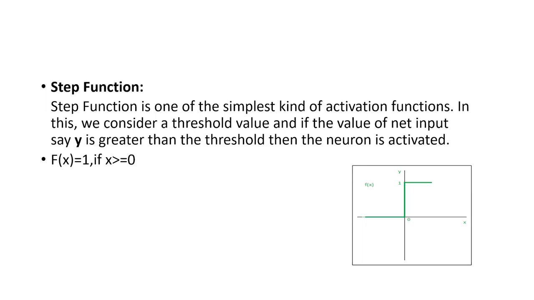Whenever we have 0.7 or more, it will activate the next neuron. Whenever we have less than 0.7, it will not activate the next neuron. So a step function is one of the simplest kinds of activation functions, in which we consider a threshold value, and if the value of the net input is greater than the threshold, then the neuron is activated. So it is very easy. f(x) is equal to 1 if x is greater than or equal to 0.